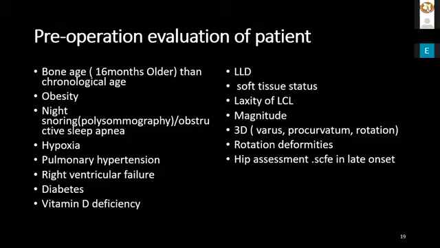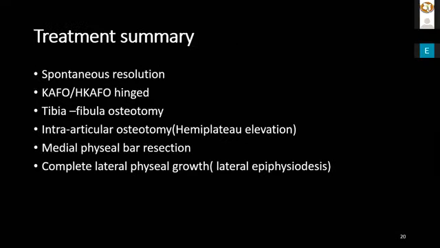Locally, limb length discrepancy is worth noting, as well as soft tissue status for those who have undergone surgery, and the developmental disorders you may encounter, like laxity of the lateral collateral ligament. Rotational deformities, contributed by both the femur and the tibia, are worth noting. Because their BMI is high, these children are also at risk of getting SCFE, so examining the hip of the child is important.